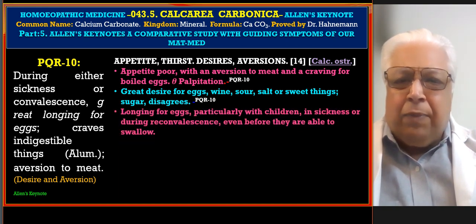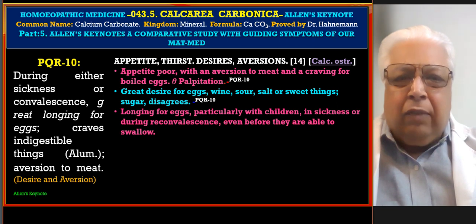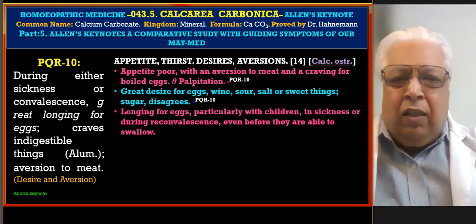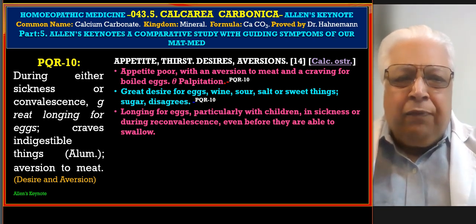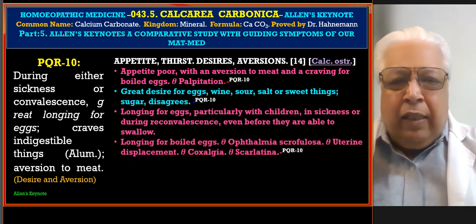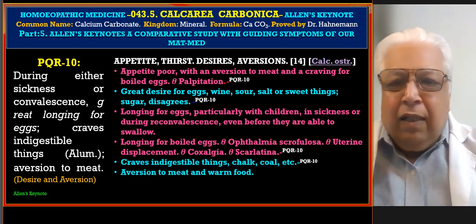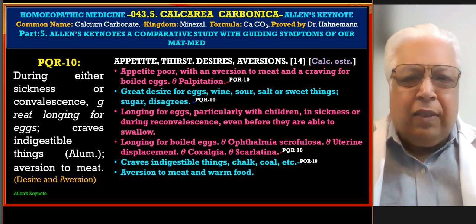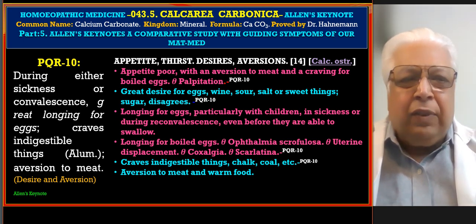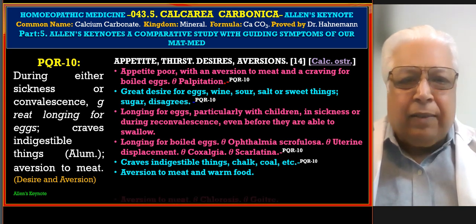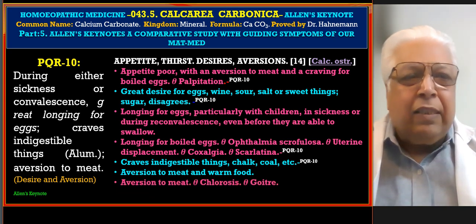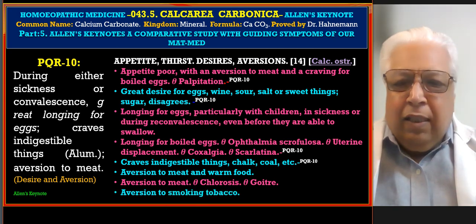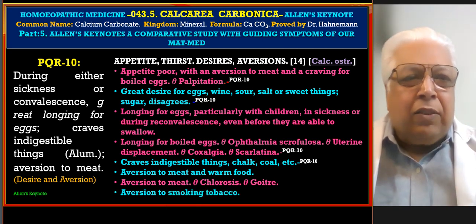So what next we find? Again, first great representation: longing for egg, particularly with children, in sickness or during convalescence, even before they are able to swallow, longing for boiled eggs. Craves indigestible things, chalk and coal. It is a second grade representation here. Aversion to meat and warm food is also a second grade representation here. Aversion to meat is a first grade representation. Aversion to smoking tobacco is second grade representation in Herring's guiding symptom.